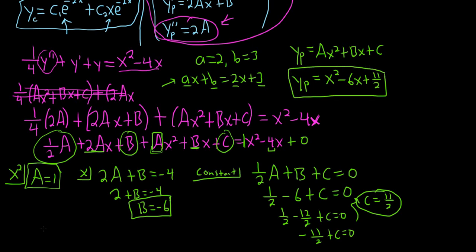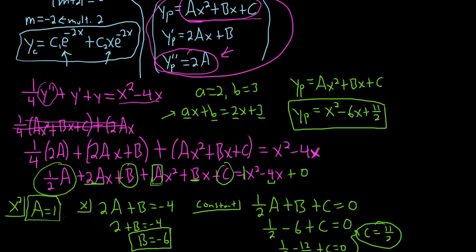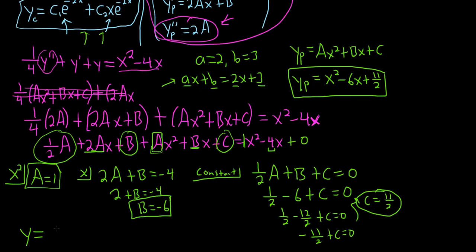So the final answer is y, and it's equal to yc plus yp. So yc, let me scroll up so you see it, is right there, up here on the top left. That's the one with the c's. Okay, so it's c1 e to the negative 2x plus c2 x e to the negative 2x. That's yc, and then plus yp. So x squared minus 6x plus 11 halves. And that would be the final answer to this problem.